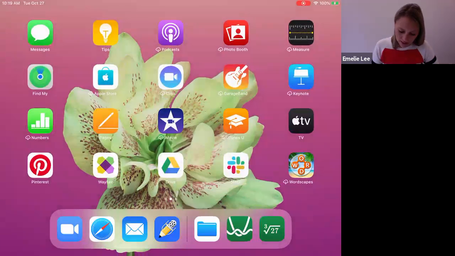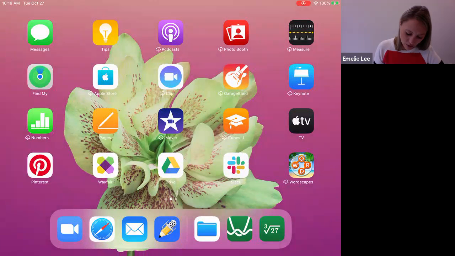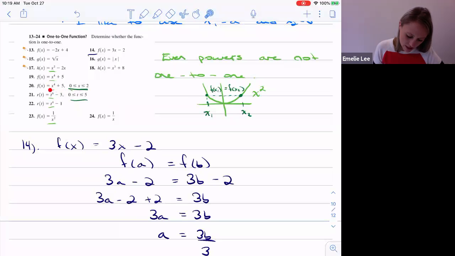So we've already seen that this little guy is not one-to-one. What if we look at these ones? So let's look at 20, just graphically. x to the 4th plus 5.